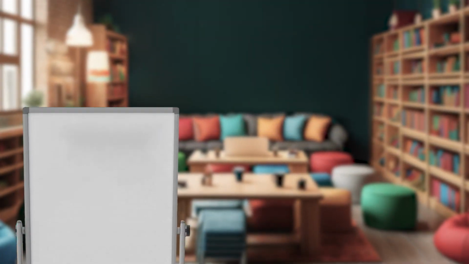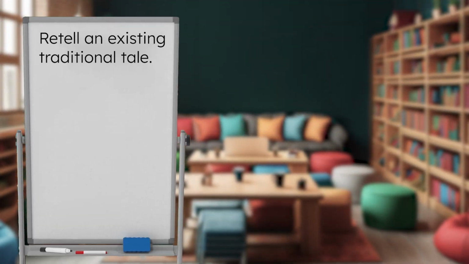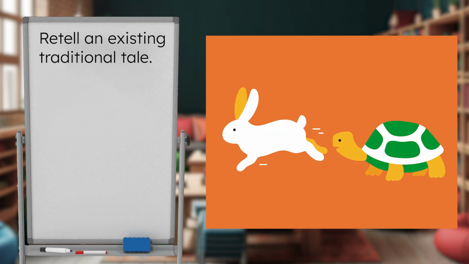Okay, last strategy. This one is perfect if you don't want to start from scratch. You can take inspiration from a real myth, fable, or folktale and change it. Exactly! What if a story like The Tortoise and the Hare had a completely different race? Maybe a bird challenged a fish.